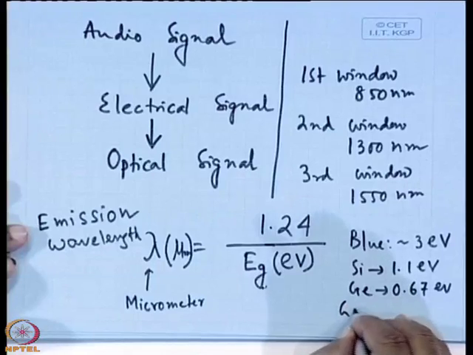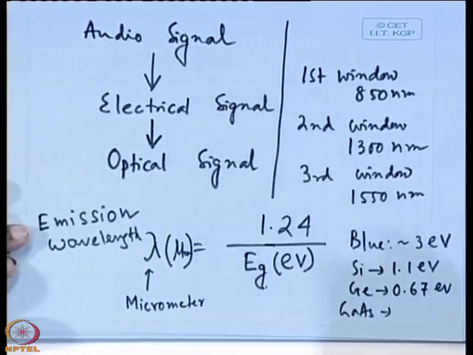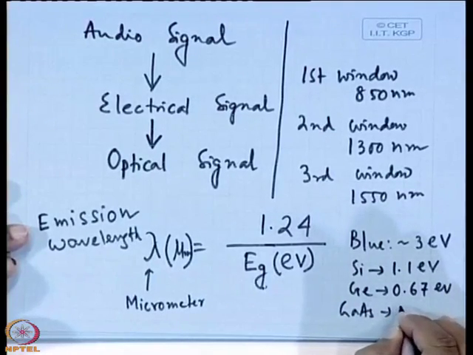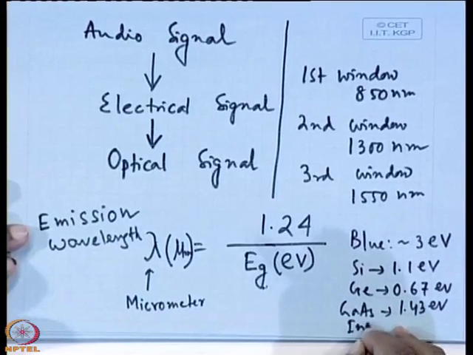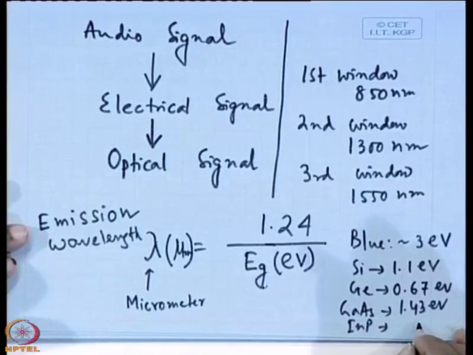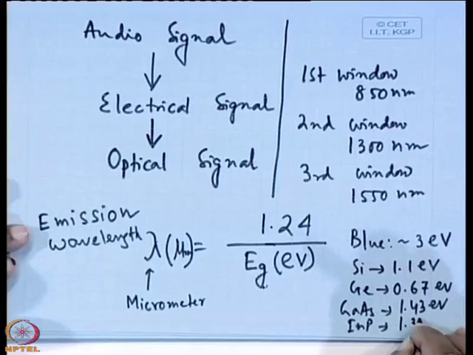Another material is gallium arsenide. What is the band gap of gallium arsenide? 1.4, okay, very good. Indium phosphide, what is the band gap of indium phosphide? 1.34 electron volt.